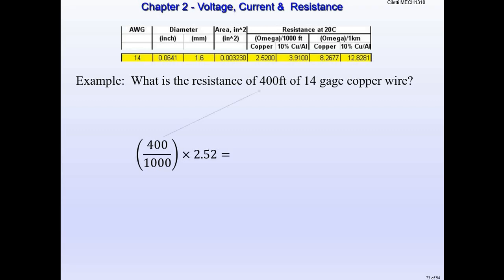So the 400 comes from here. That's the amount of wire that we physically went to Home Depot or Lowe's and had to buy. Okay, the 1,000 is coming from the chart, because it's 2.52 ohms of resistance per 1,000 feet. And then I'm using 14 gauge wire. And then the 2.52 comes from the chart as well. So when you do the calculation, you should roughly get about 1 ohm of resistance.